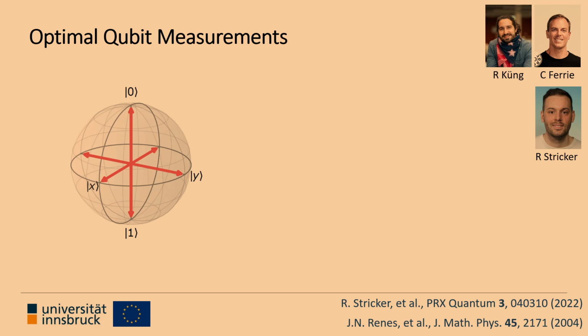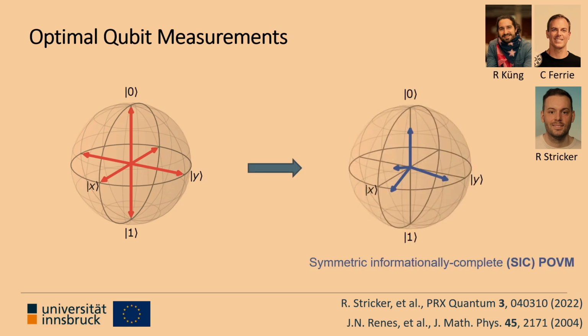But the reason is because this is really not the way to measure a qubit. And we've known this for a while, that actually you should be doing this kind of measurement. So this is called a symmetric informationally complete POVM. That is the optimal measurement for a qubit. And you can also kind of see why.